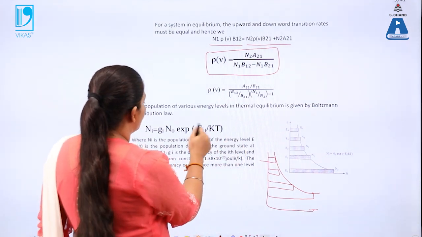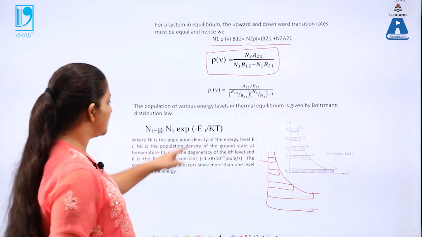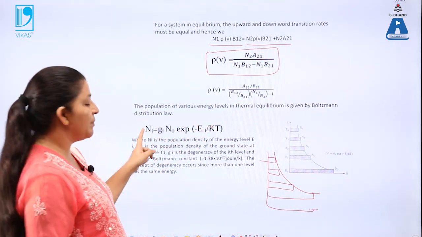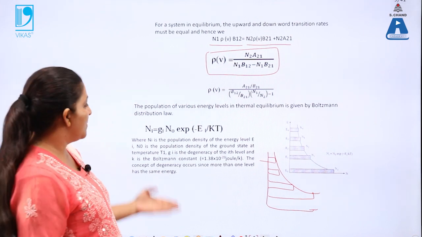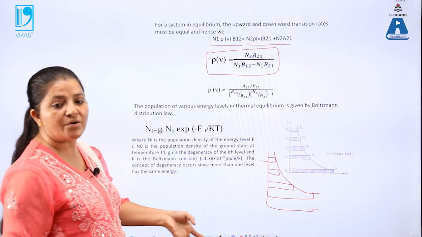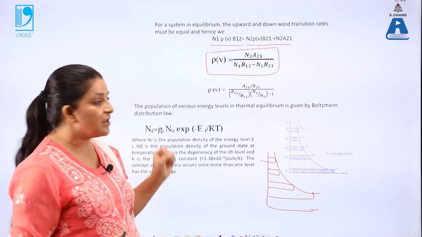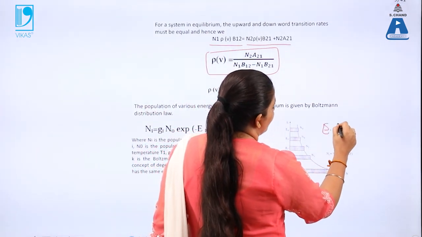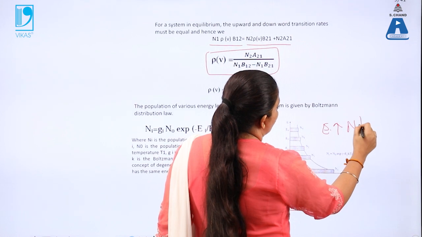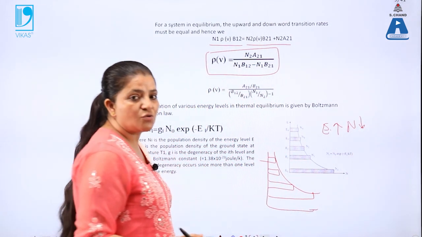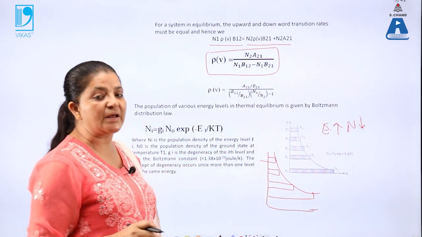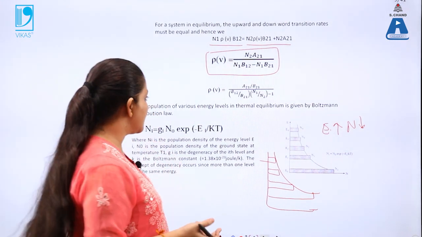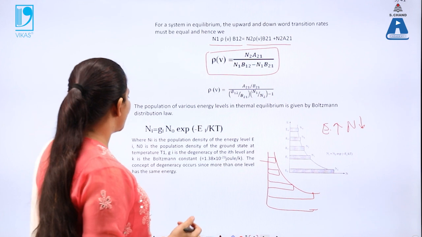From this expression you can clearly see that as E goes on increasing, N goes on decreasing. That means with the energy, the number of atoms goes on decreasing. So this implies that as the energy of the state increases, the number of atoms decreases. So a large number of atoms are present in the ground state rather than in the excited state.